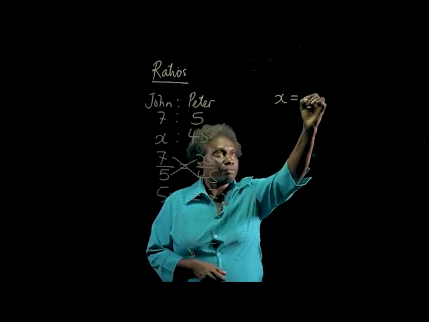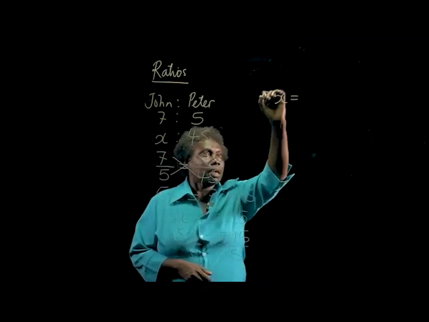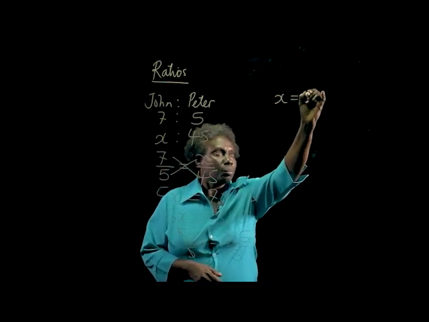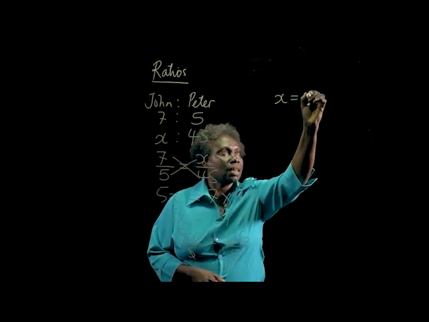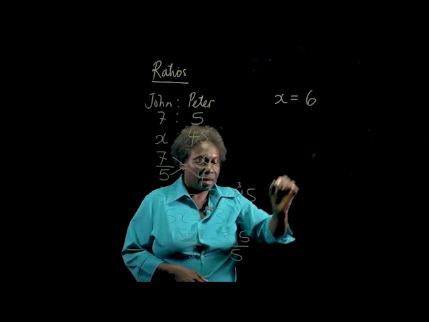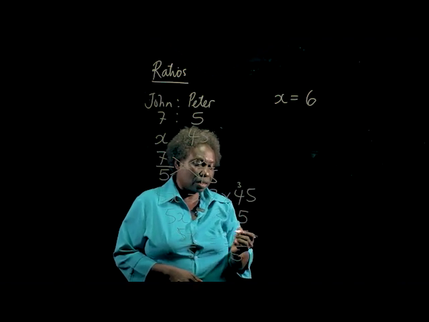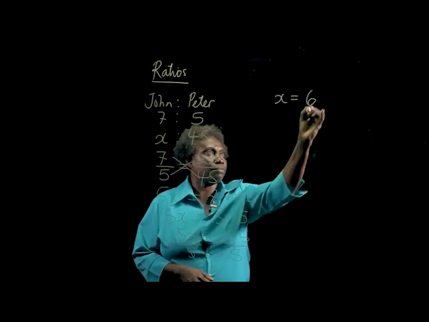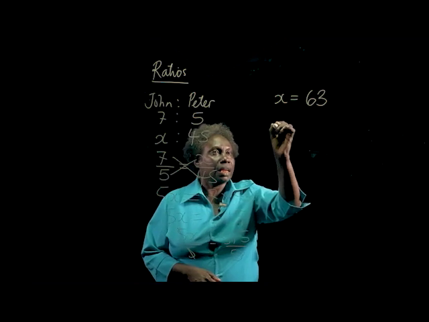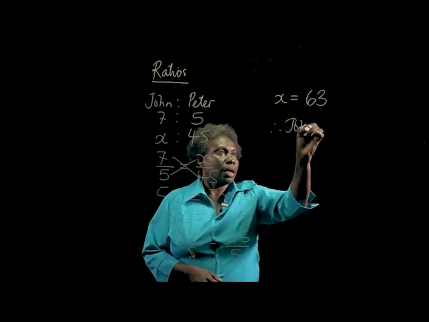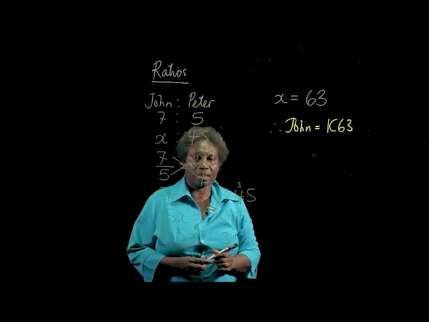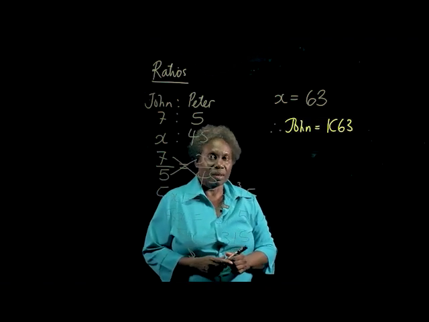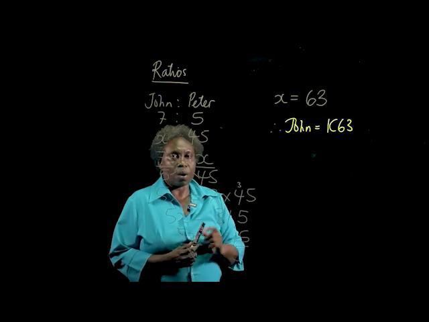So x is equal to 315 divided by 5. 31 divided by 5 is 6, with a remainder of 1. That makes this 15. 15 divided by 5 is 3. Therefore, John gets 63 kina out of the money that has been given to them. Okay, let's go to our next example.